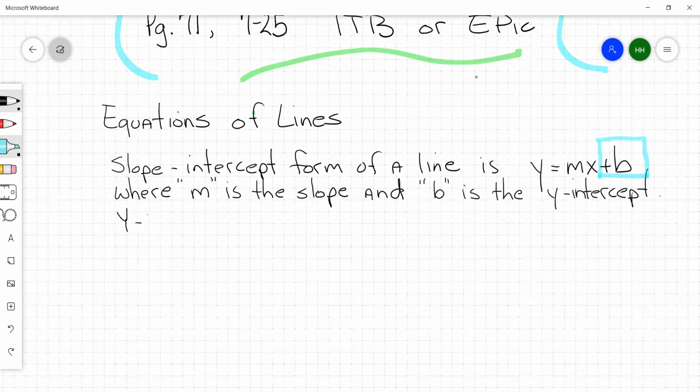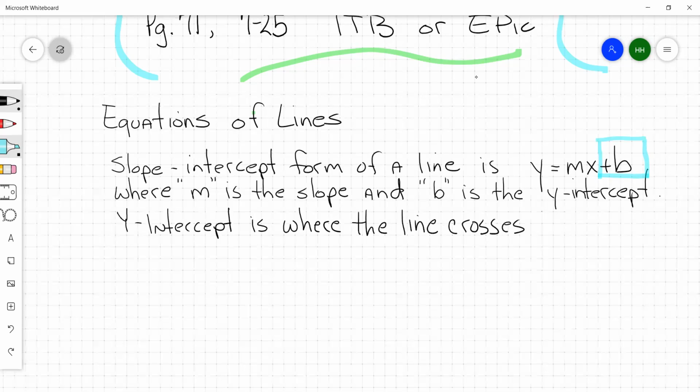Your y-intercept is where the line crosses the y-axis. So when a line is in slope-intercept form, you know exactly where it hits the y-axis, and you know the slope of it. Okay? That's why it's called slope-intercept form.